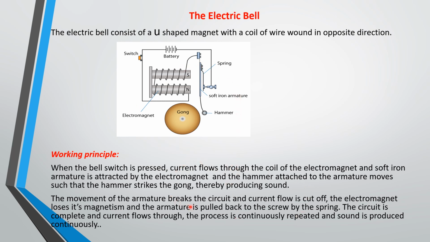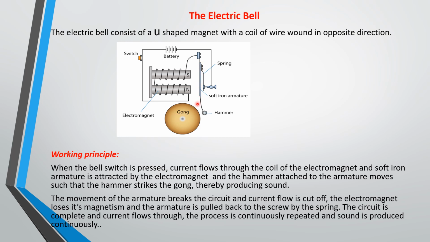These are mostly questions that they give to you in physics theory. So when the bell switch is pressed, current flows through the coil of the electromagnet and the soft iron armature is attracted. Once current flows through, this iron core becomes a magnet, so it will now attract this armature, and the hammer will move so that it strikes the gong. Once it strikes the gong, it will produce a sound.